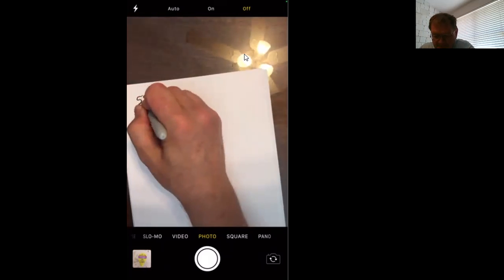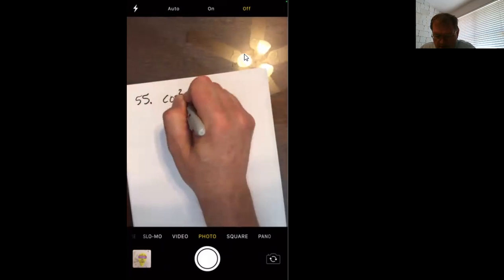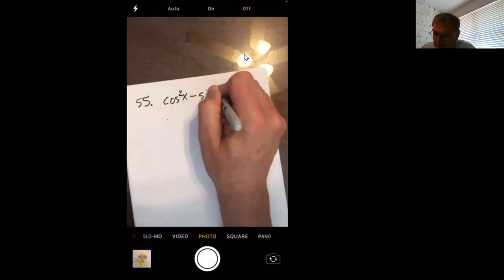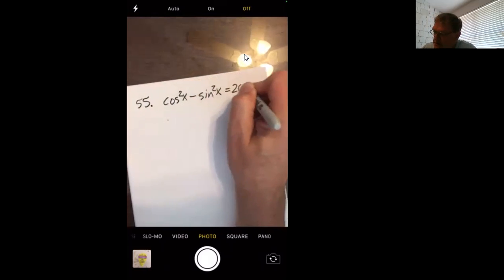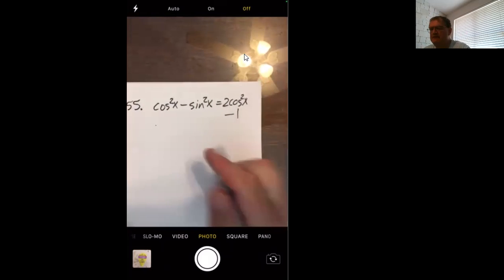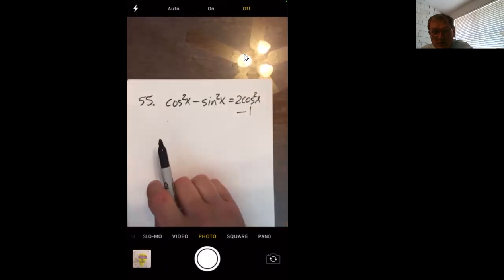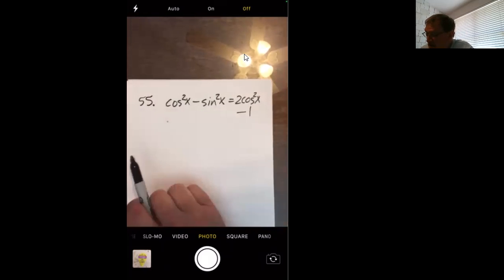55. The cosine squared of x minus the sine squared of x is equal to twice the cosine squared of x minus 1. This is kind of a preview of coming identities in maybe 7.2, but I can't really show you that now.